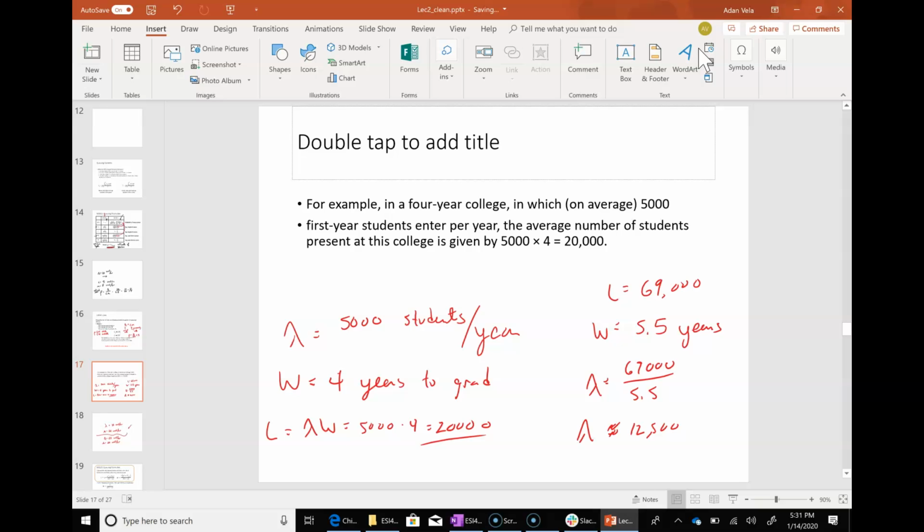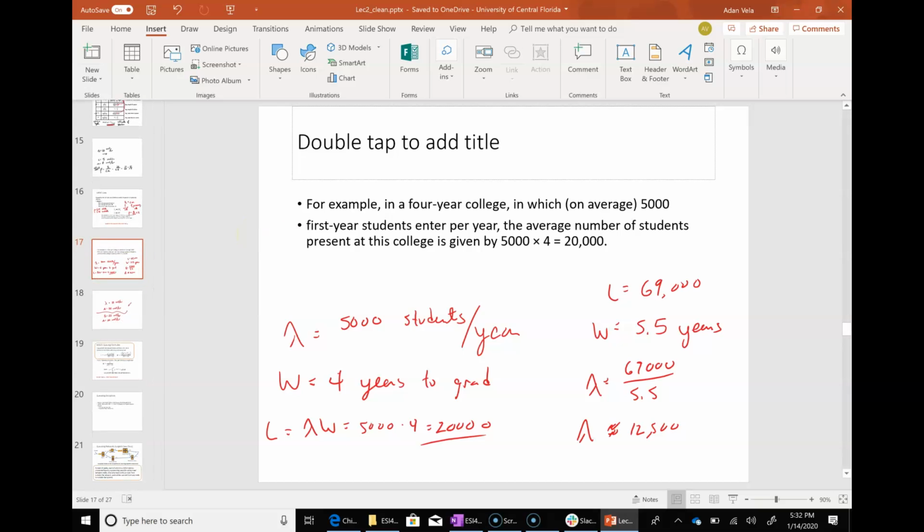Okay? So here I made this odd assumption that everybody was what we call a FTIC, a first time in college student. Right? So this is actually quite inaccurate. But it actually ends up being probably pretty close. You probably do accept around 12,000 students a year. So anyways, Little's Law, very, very cool stuff. Okay, so I think I've got about half an hour.